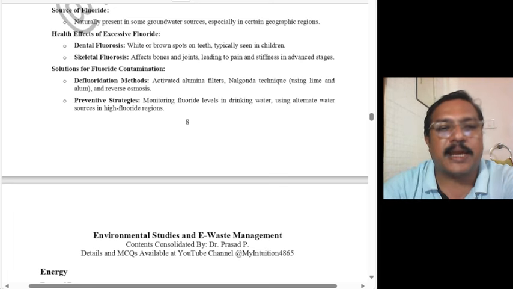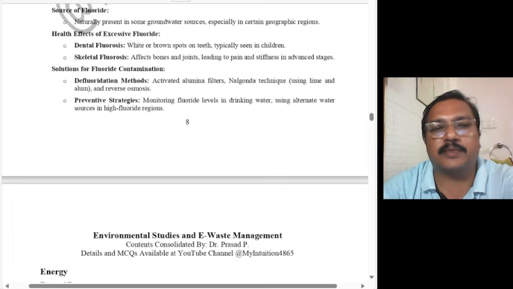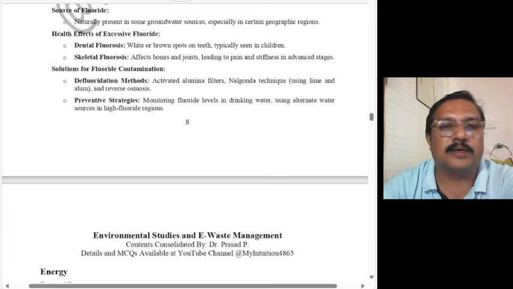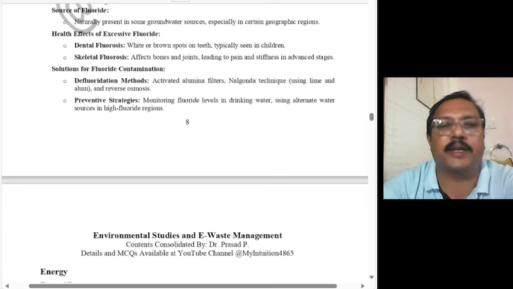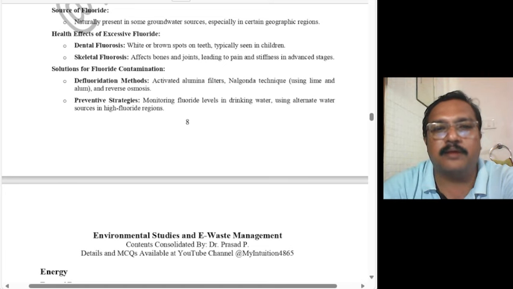One of the methods is the activated alumina filter. This type of filter can be added to water systems, and is very good at removing fluoride. It works like a sponge which will soak up and absorb the fluoride as water passes through it.